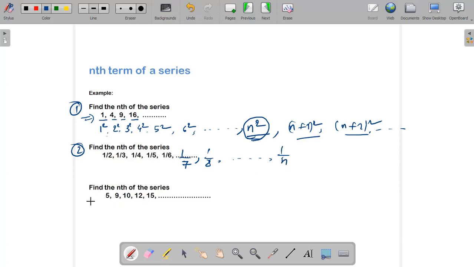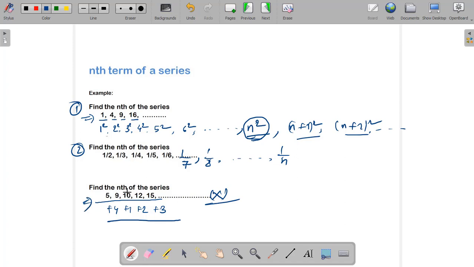Now this example. Do you see 5, 9, 10, 12, 15? So there is a relation between all the numbers. So 5 and 9, that means plus 4. 9 and 10, that is plus 1. Okay. 10 and 12, that is plus 2. 12 and 15, that is plus 3. So there is no proper relation among all the numbers, so we do not find any nth value of the series.